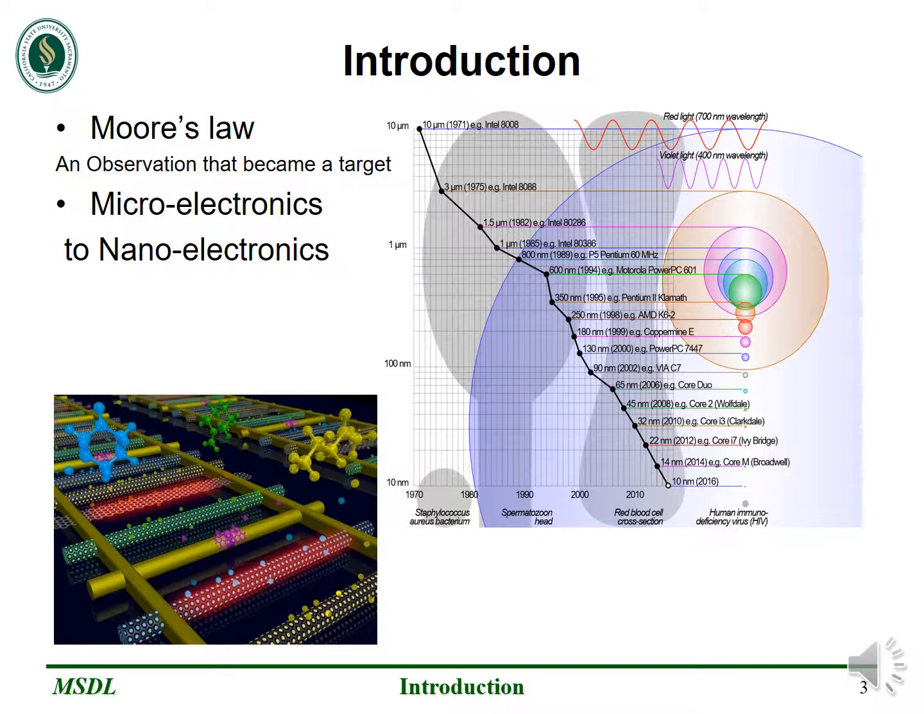So the graph here indicates the curve, how Intel's 8008 chip had 10 micrometers, and now at present in 2016 we have reached 10 nanometers.